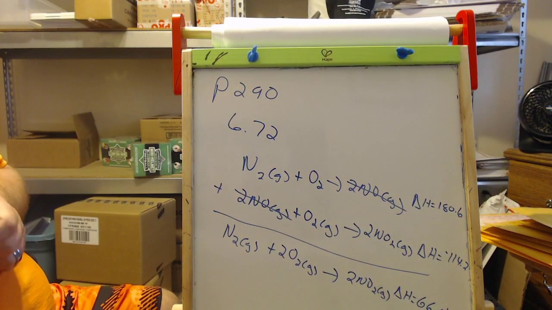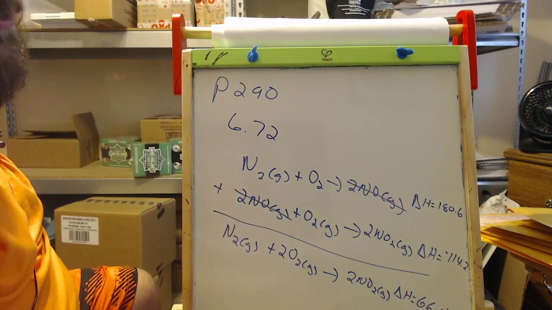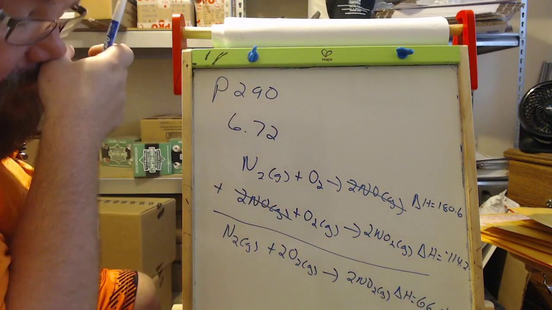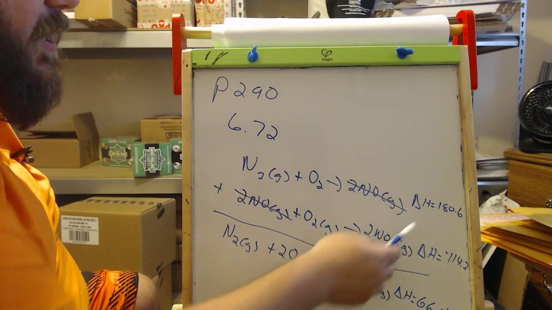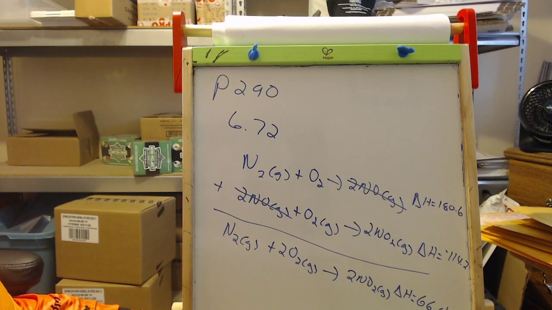Like so. Now, if I had to flip my reactions like I showed in the videos, the delta H's change sign. If I have to multiply, my delta H's change by what I have to multiply by. All right, questions on this?